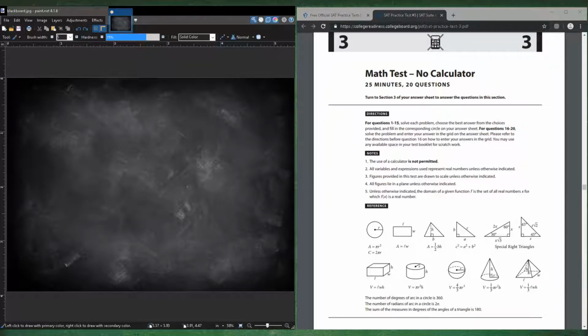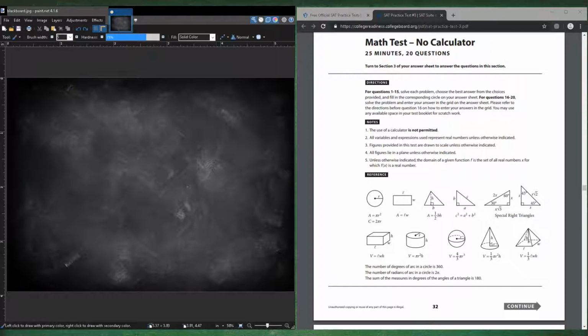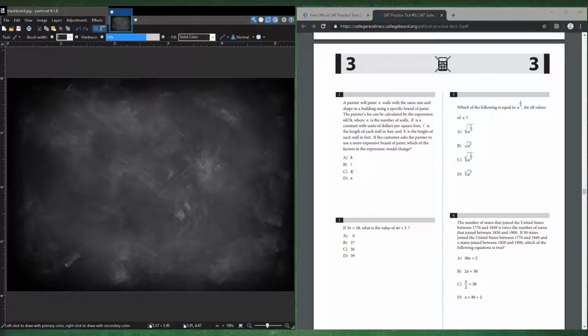The non-calculator section. As I said before, the formulas are down here at the bottom if you ever need to use them. A painter will paint N walls with the same size and shape in a building using a specific brand of paint. The painter's fee can be calculated by the expression NKLH, where N is the number of walls, K is the constant with units of dollars per square foot, L is the length of the wall in feet, and H is the height of the wall in feet.